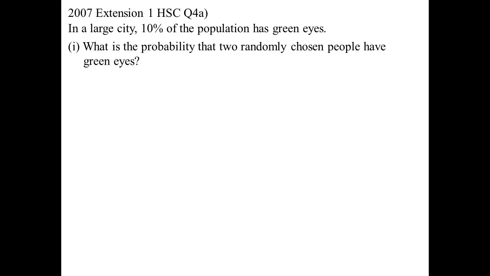Let's try another one. 2007. We're in a city. We know 10% of the population has green eyes. What's the probability that 2 randomly chosen people have green eyes? This is not a binomial probability question. It's simply, what's the probability that 2 randomly chosen people have got green eyes? So it'll be 0.1 times 0.1, 0.01.